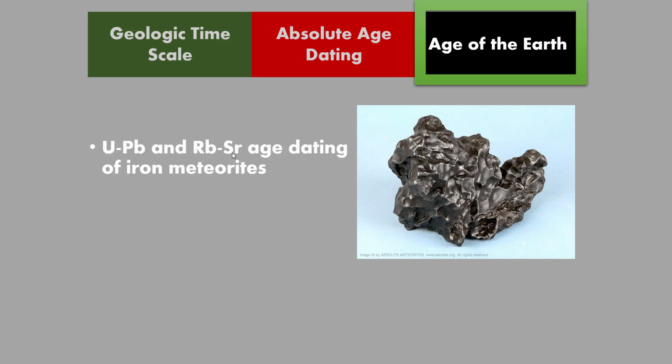isotopic dating system. Again, you can find all of these elements on the periodic table on Blackboard. And so by analyzing these iron meteorites and making a couple assumptions, we come up with an age of 4.56 billion years for the Earth. And that's corroborated between the uranium-lead system and the rubidium-strontium system.